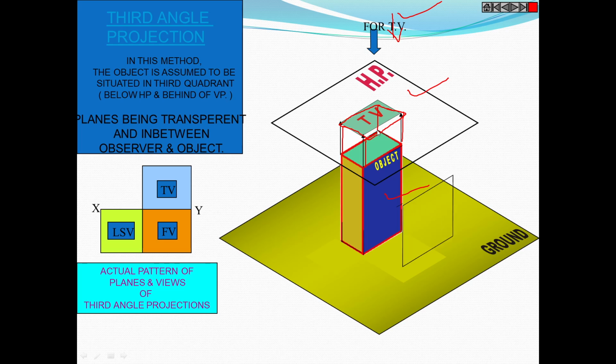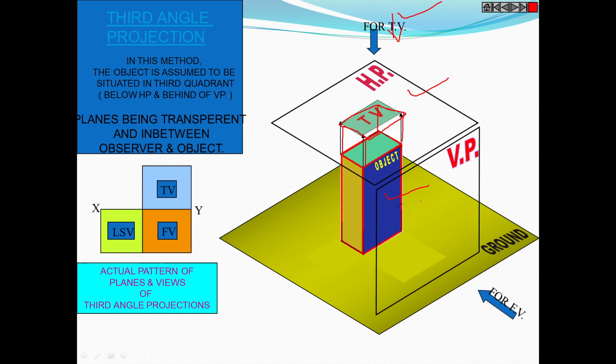Okay. So the object is behind the vertical plane. This is the vertical plane and the object is behind it, like that glass box concept. So we get the projections for the front view on the vertical plane. So this is the front view of the object.